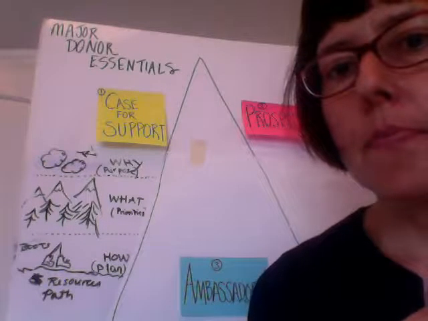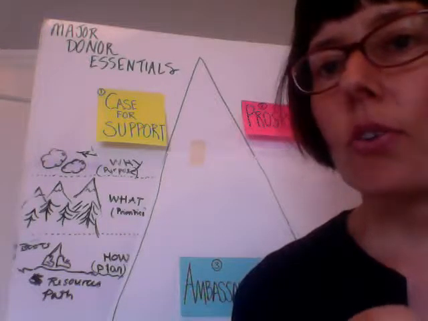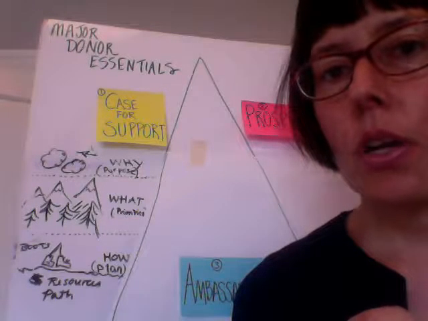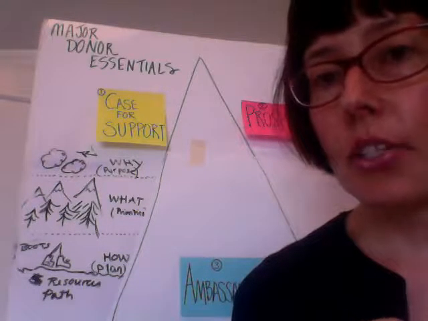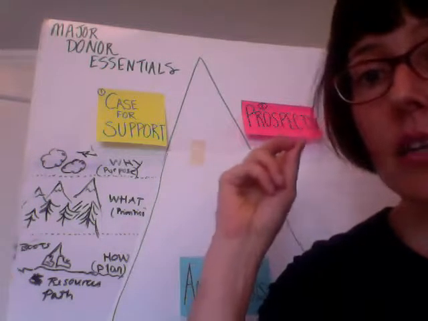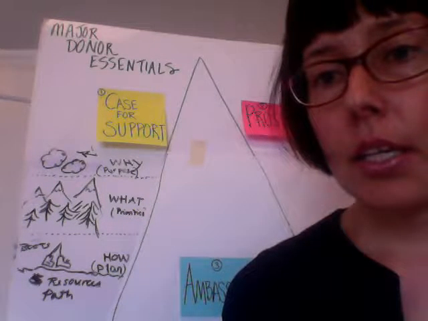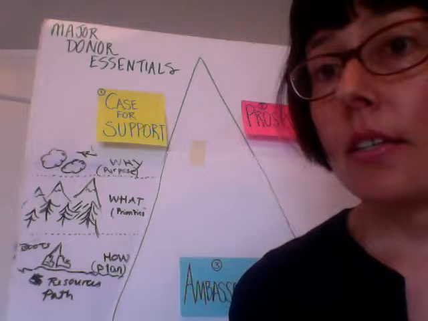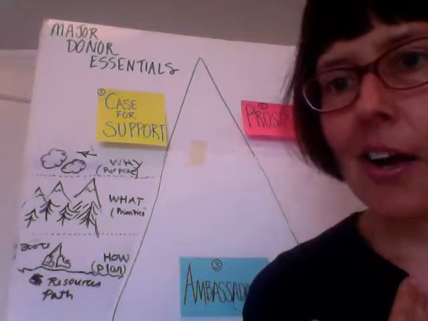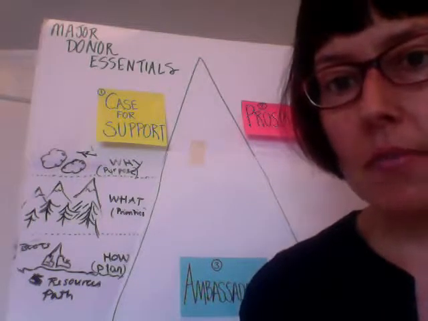So a case for support is a document that grounds your organization and helps you know what are the essential ways that you're talking about the work that you're doing to your prospects in a way that they can understand, in a way that's logical, in a way that's appealing, in a way that is credible and helps them see, where do I fit in? And what do you need from me?